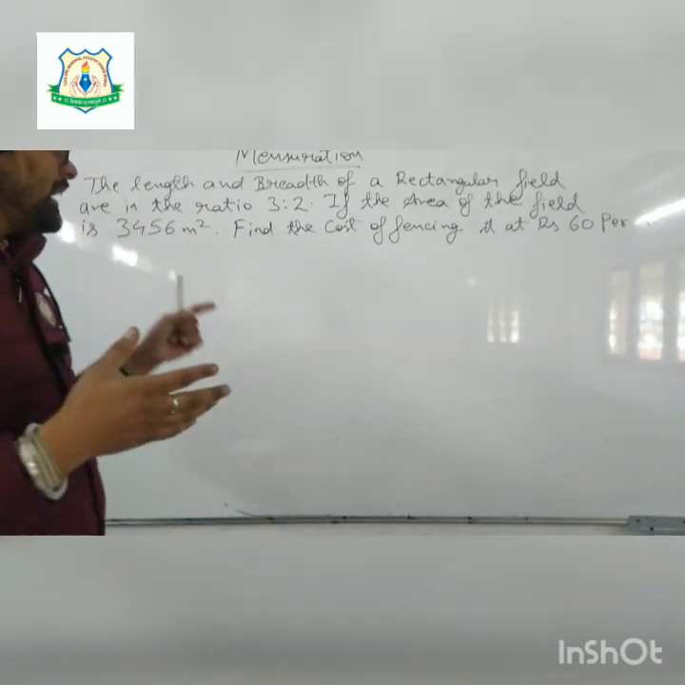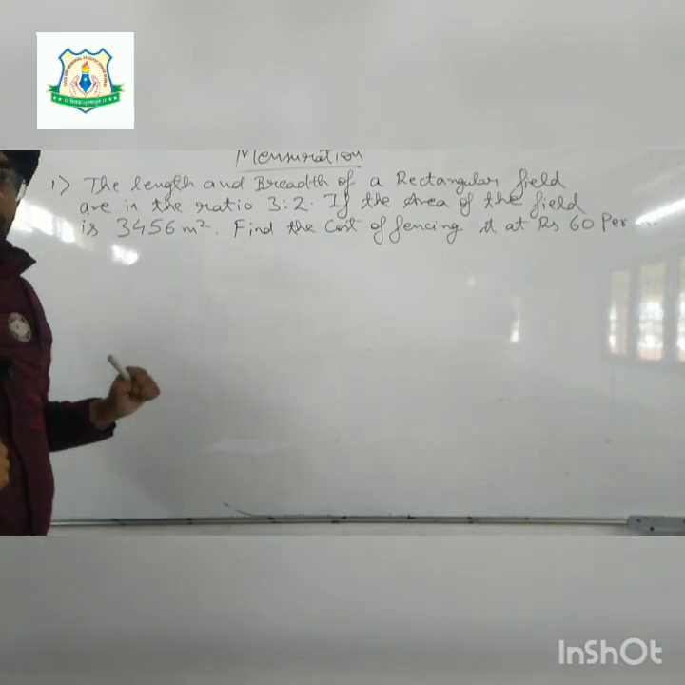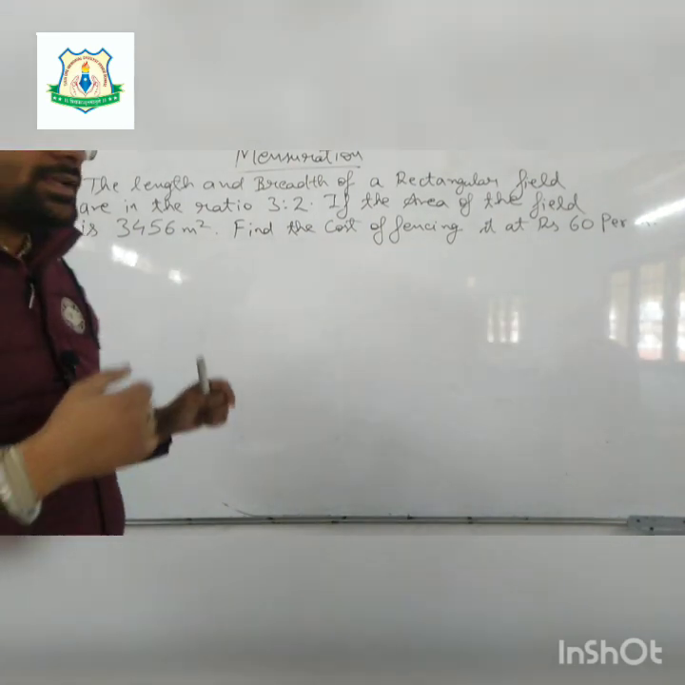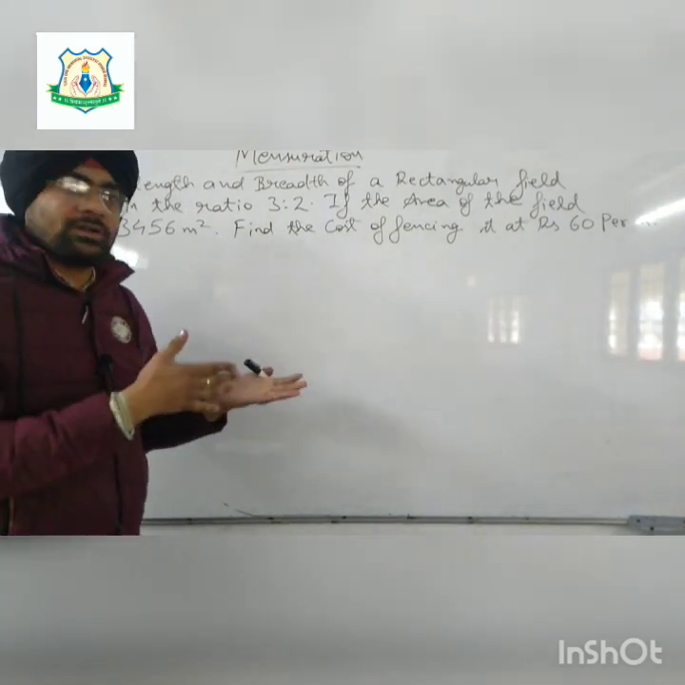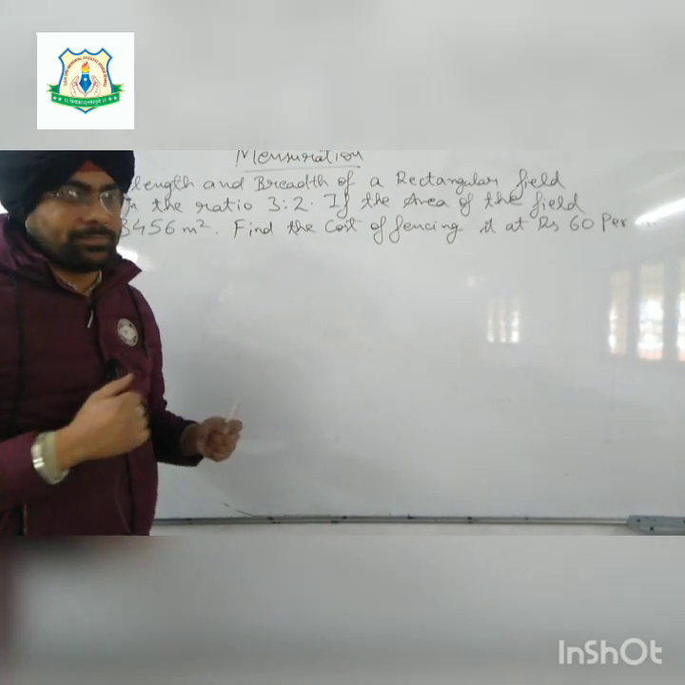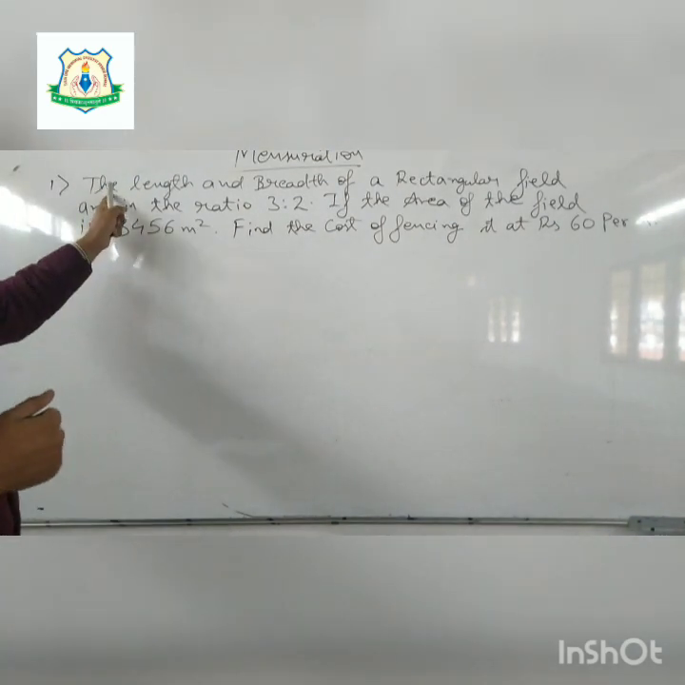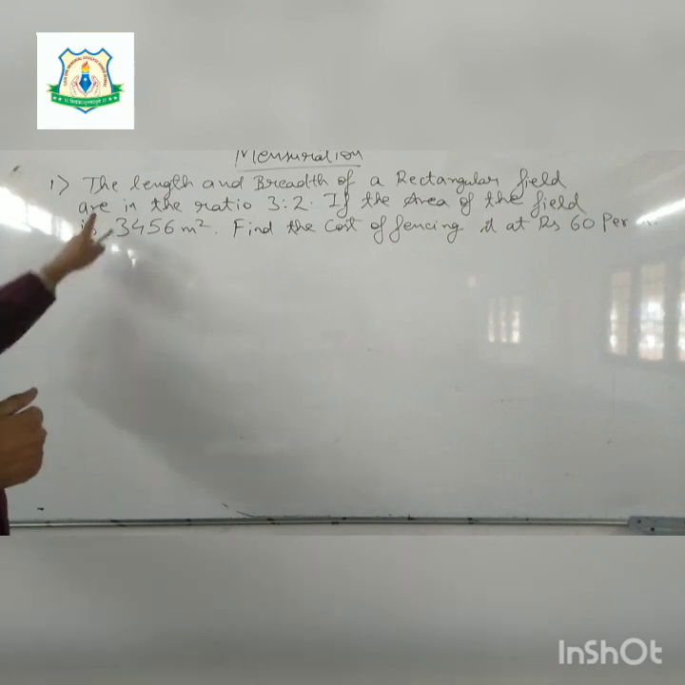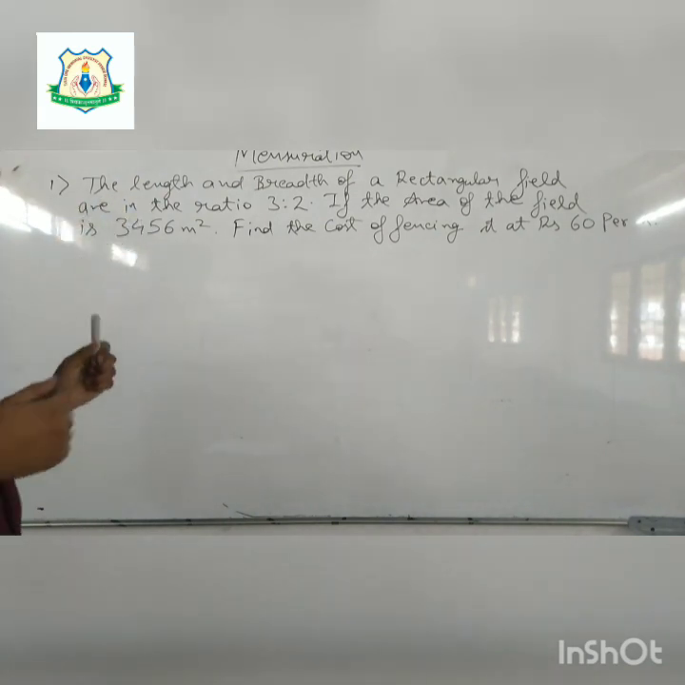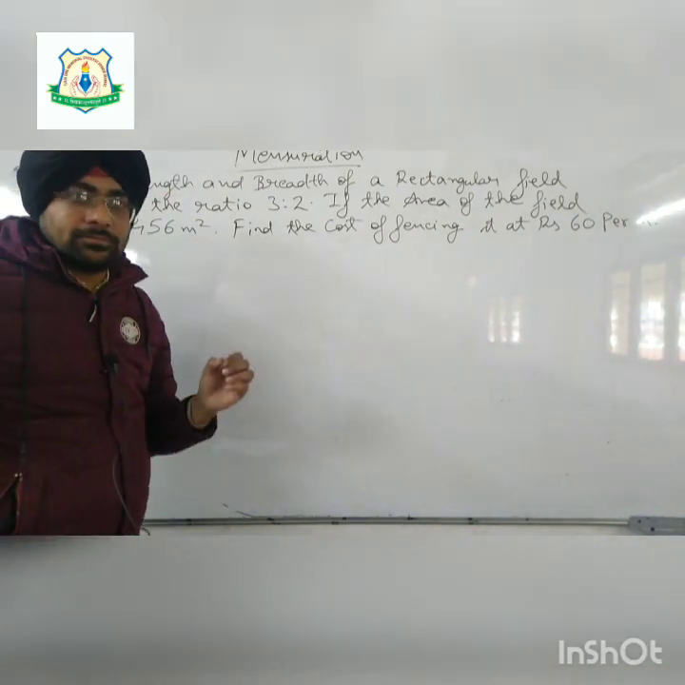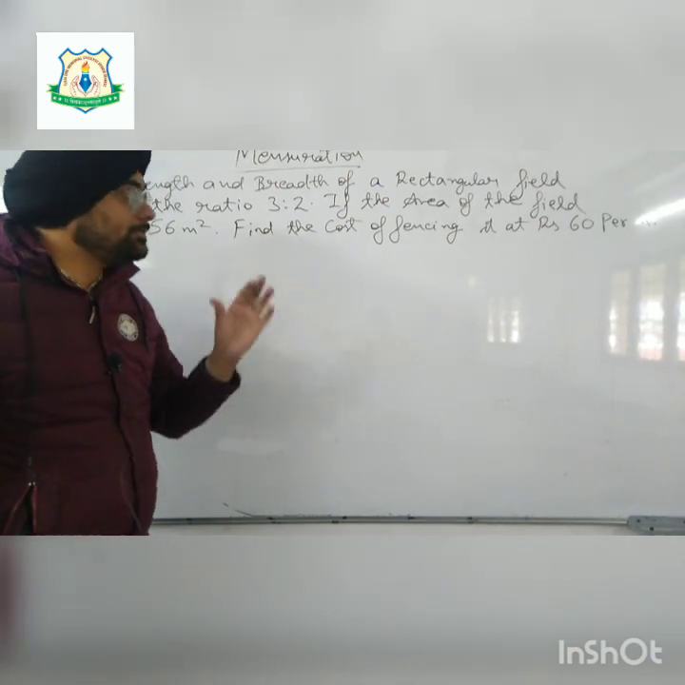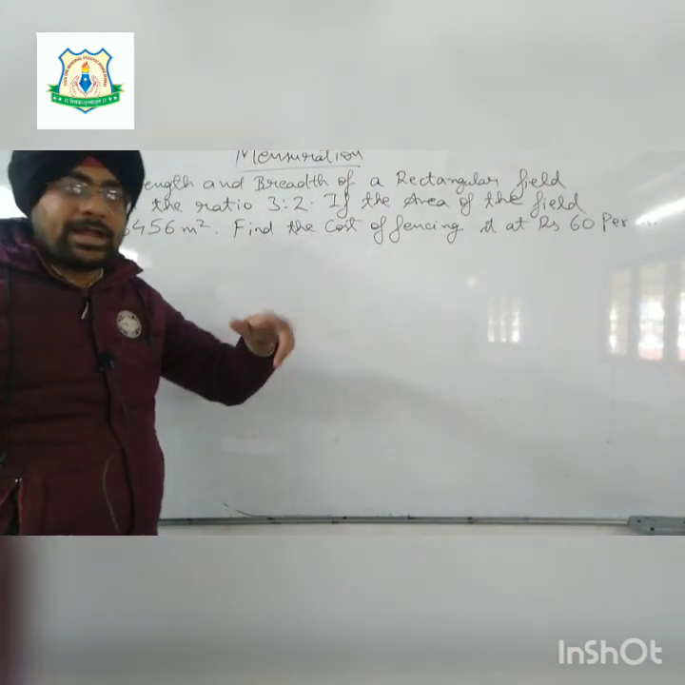Now see, I have taken one question based on the concept of rectangle. In this question, I am going to cover the formula for the area and for the perimeter. Now the question is, the length and breadth of a rectangular field are in the ratio 3:2. Whenever the length and breadth are given in a ratio, it means that this ratio is multiplied by some quantity.